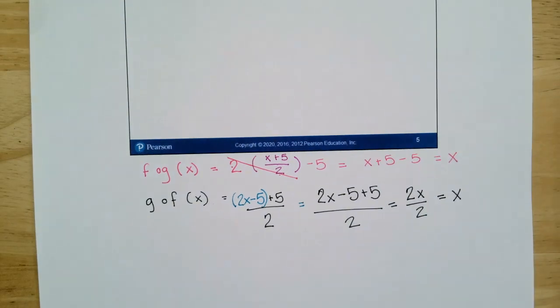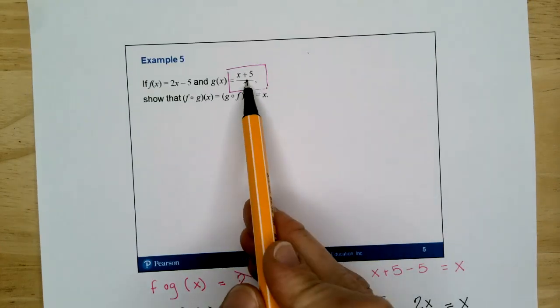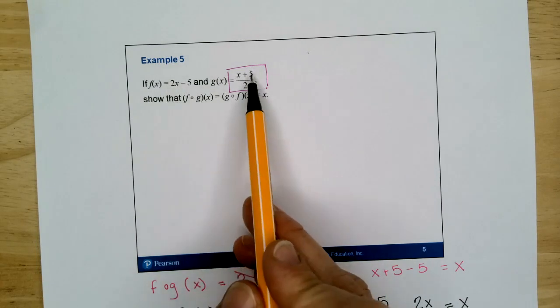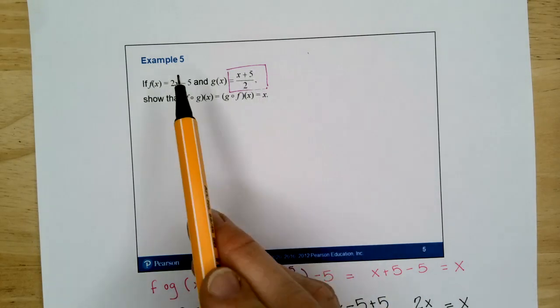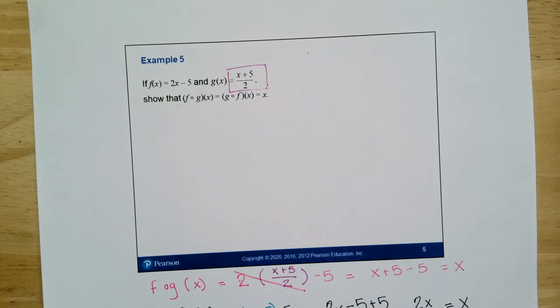Good? So when two functions, regardless of which direction we compose them, leave you with an x, the functions are called inverse functions. To invert is to undo something. So division here undoes the multiplication here, addition here undoes the subtraction. F undoes g and g undoes f. So these are called inverse functions.